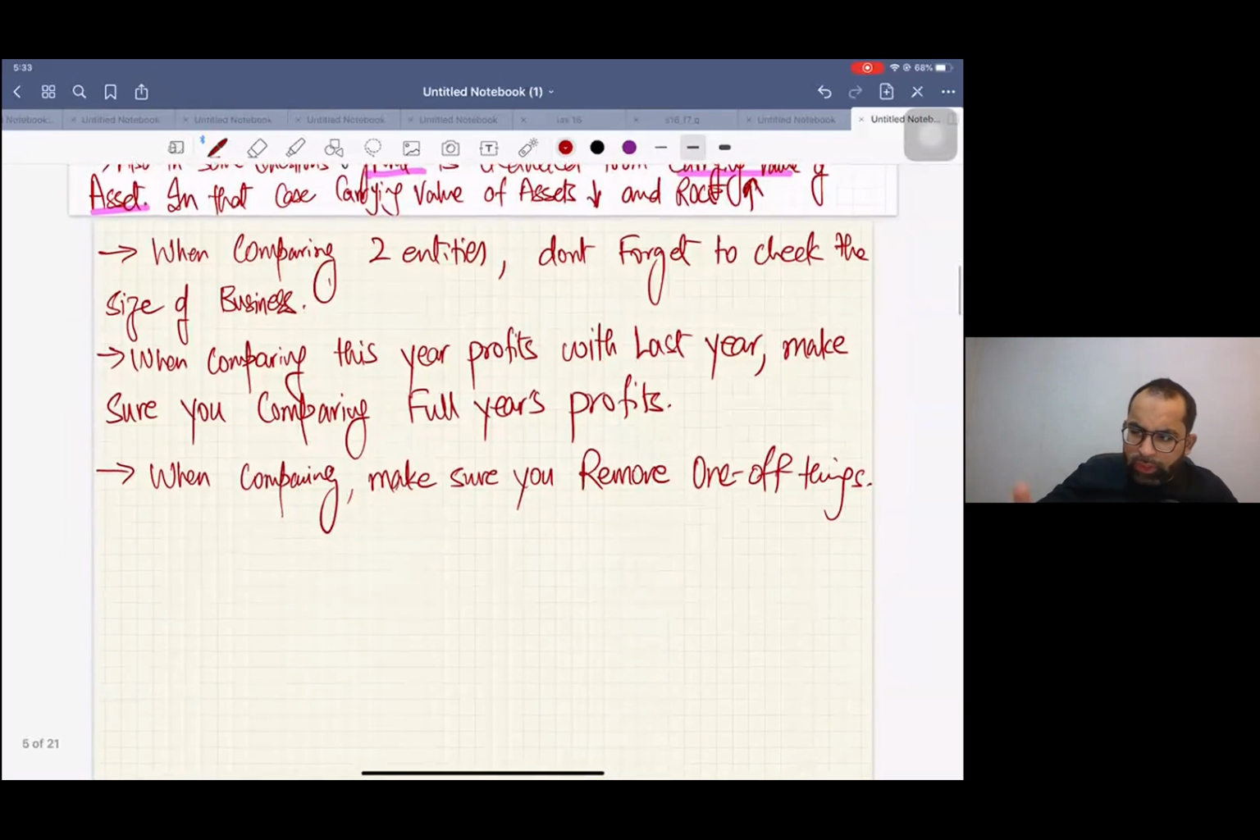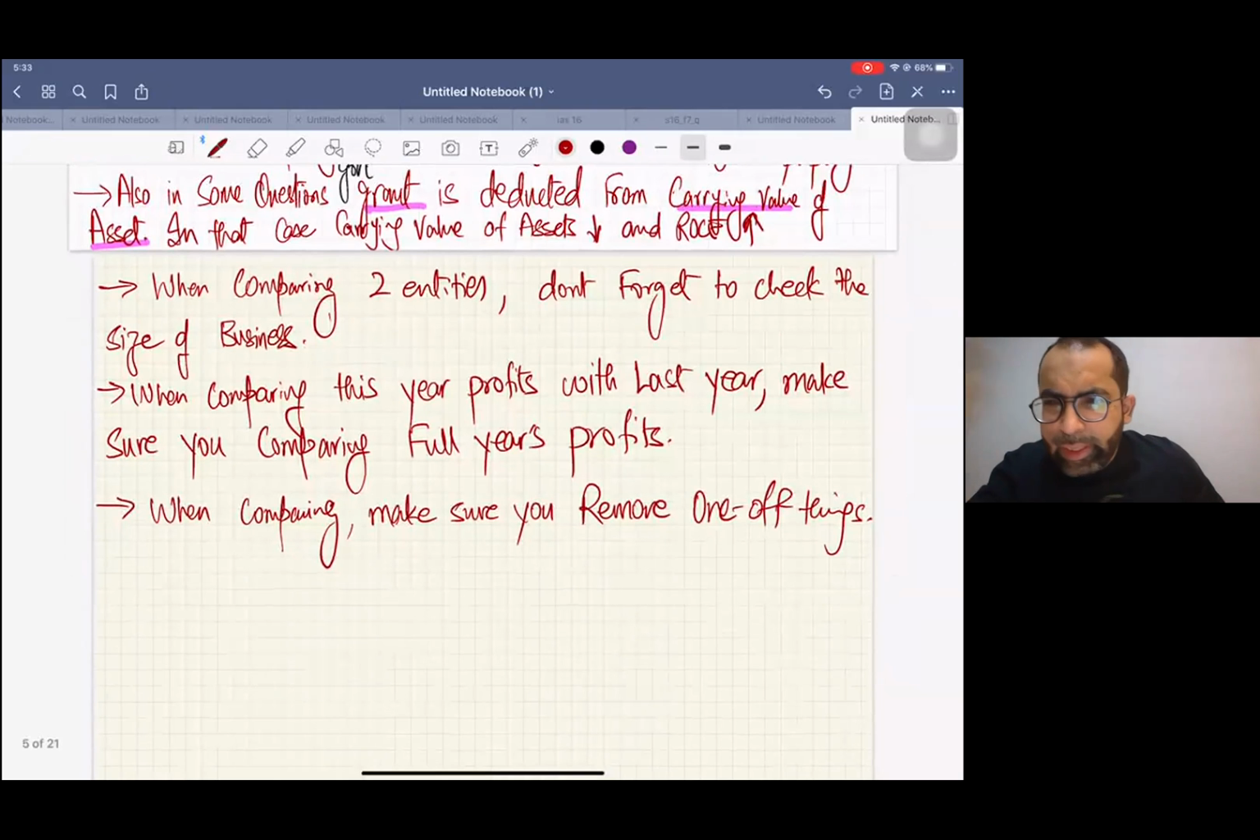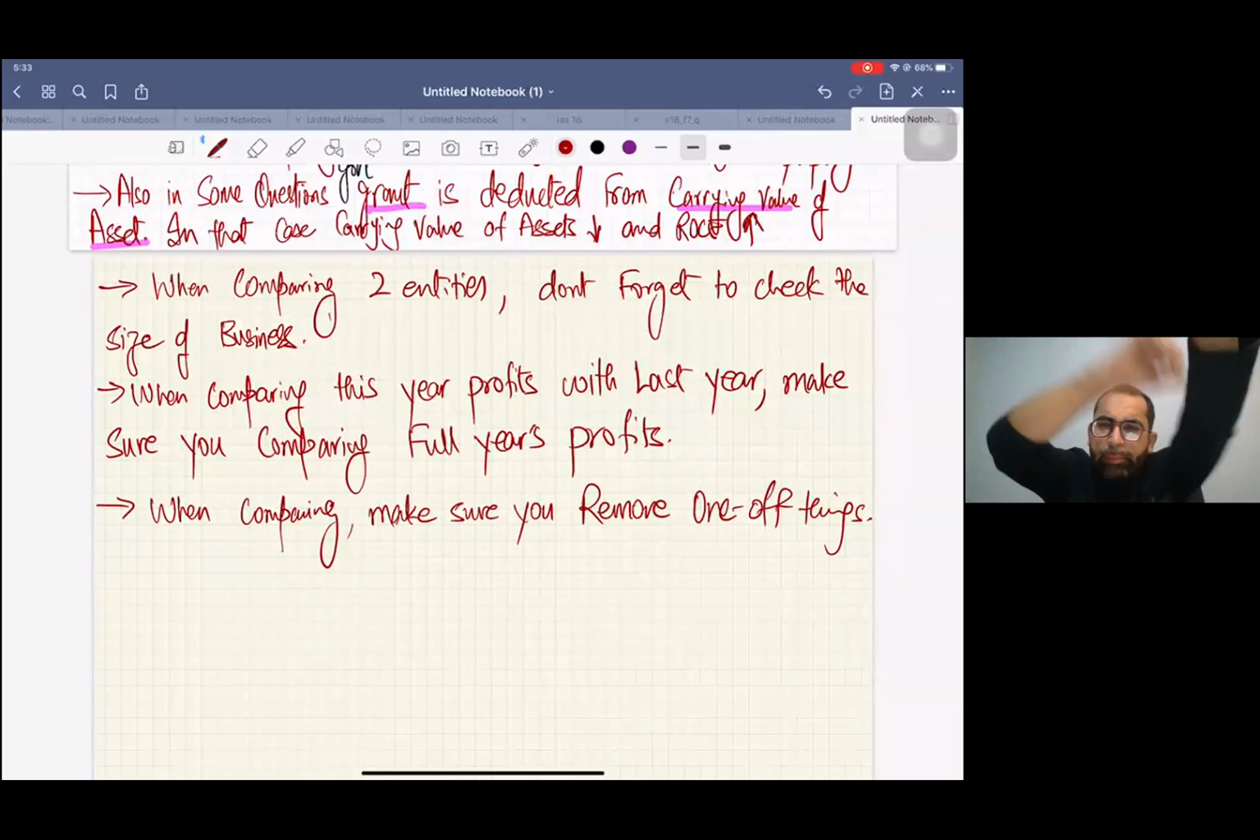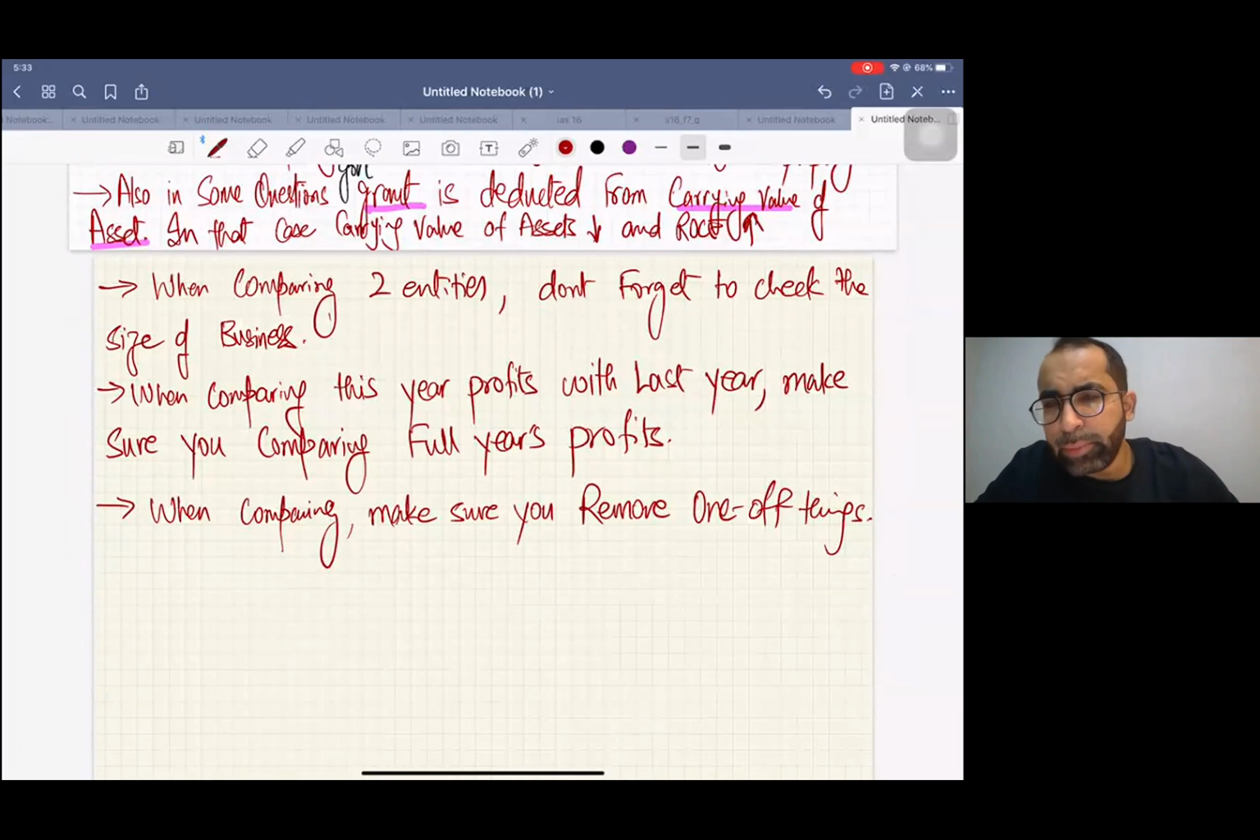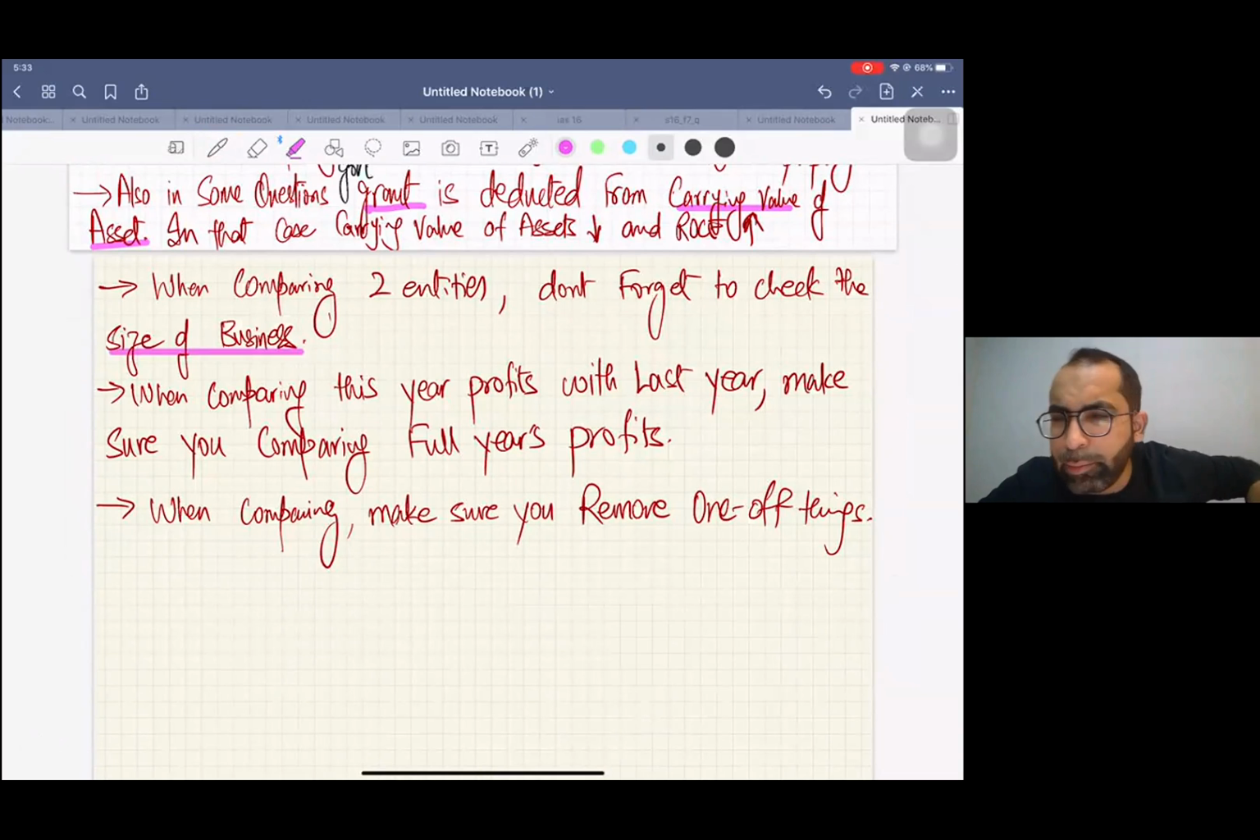Few things which you need to discuss when comparing two entities. Obviously you are comparing company A and company B. So don't forget to check the size of the business. Listen, one company's size is very big and one is small. So this comparison is not like with like. Do comment on this. Then when comparing this year's profits with last year, make sure you're comparing full year's profit.